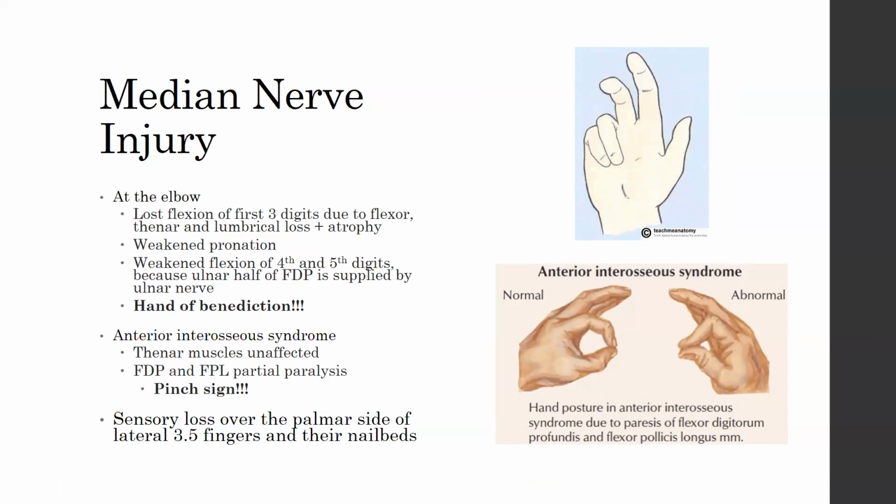Anterior interosseous syndrome, which is a branch of the median nerve, affects only some of the muscles in the forearm, not all of them. So the thenar muscles are unaffected, so you can move your thumb, except you can't flex your interphalangeal joints. So when you're trying to make an OK sign, you can't bend your fingers enough, and you're just going to be making the pinch sign instead. And for sensory loss over where the median nerve supplies: lateral 3.5 fingers, side of the ring finger, and the nail beds as well.